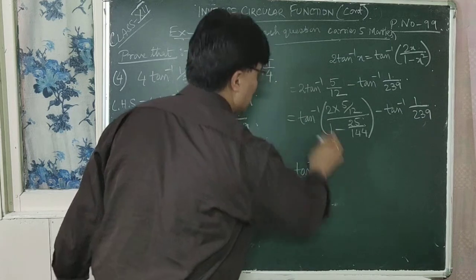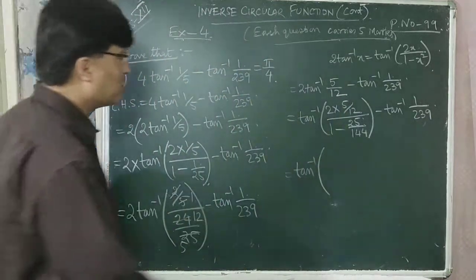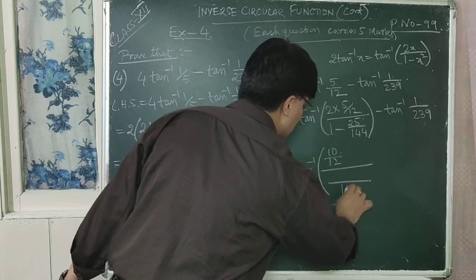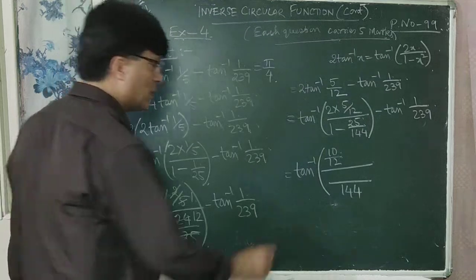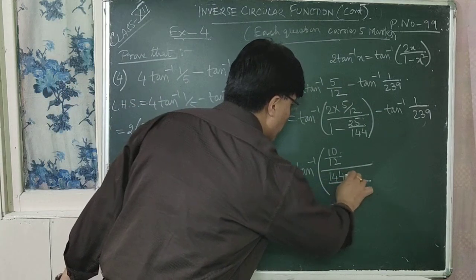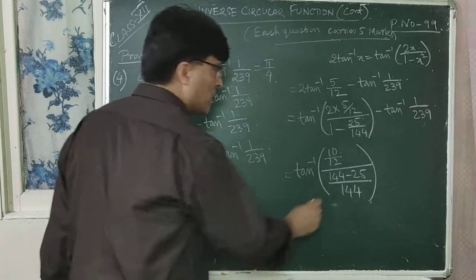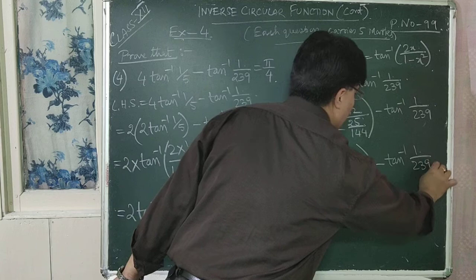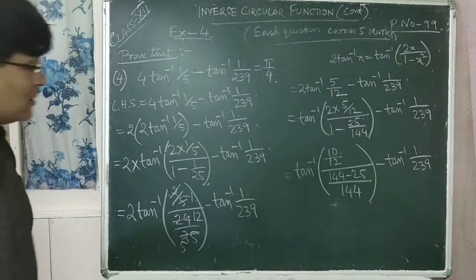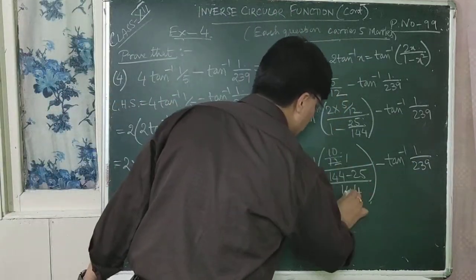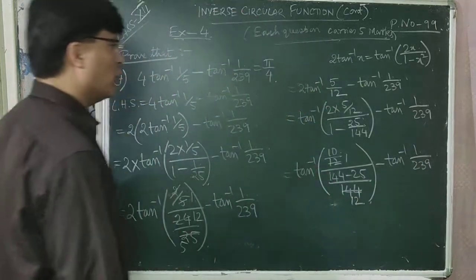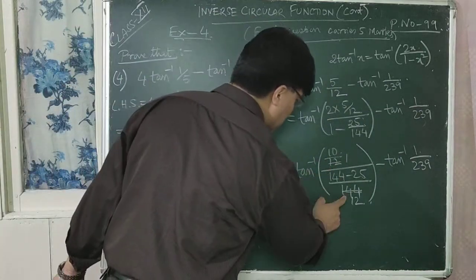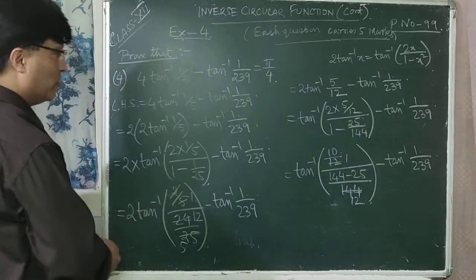Is that clear? So let us simplify it. So tan inverse, you don't have to cancel them, okay? So 5 2s are 10 divided by 12 divided by, what's the LCM here? This is 144. So here it is 144 minus 25, right? Minus tan inverse 1 upon 239, right? So 12 ones are 12, 12 twelves are 144. Is it clear?